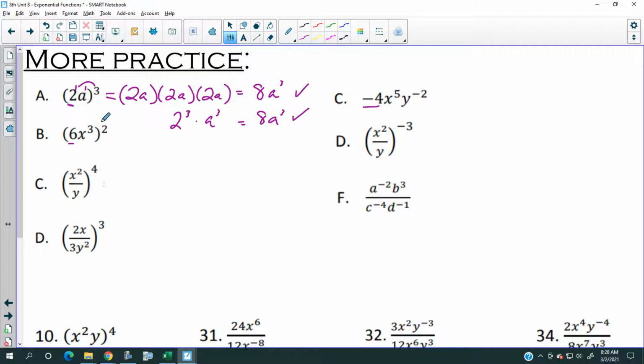Likewise, you can do the same thing with this one. I'll do it both ways for you. Here I'm going to write this twice: 6x to the third times 6x to the third. That's 36 times x to the third times x to the third, which is x to the 6th.